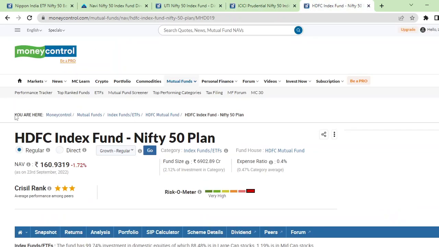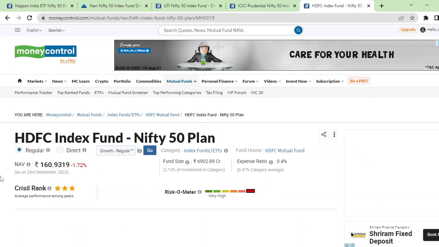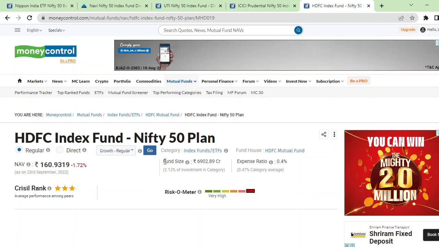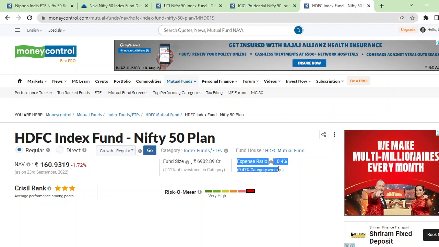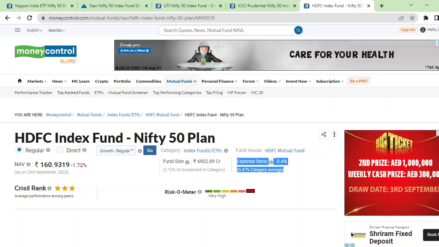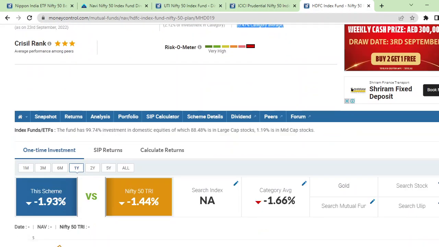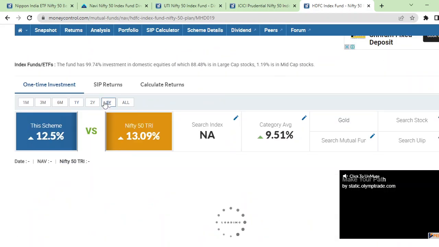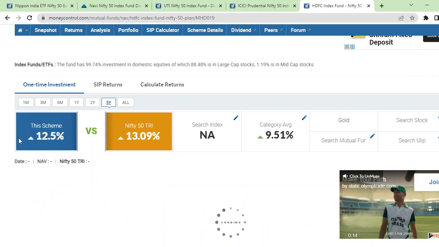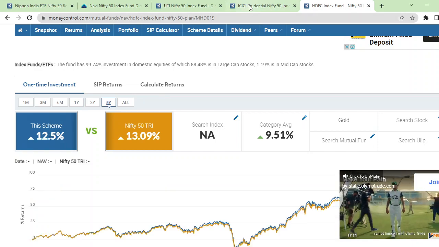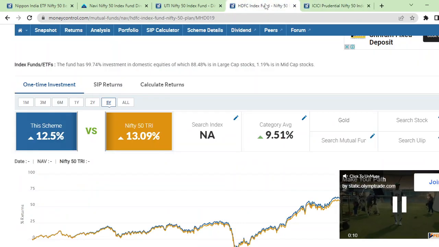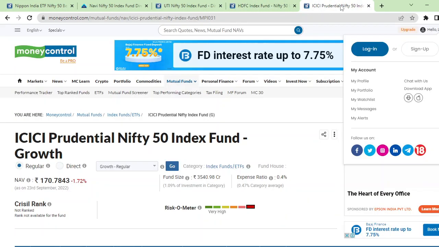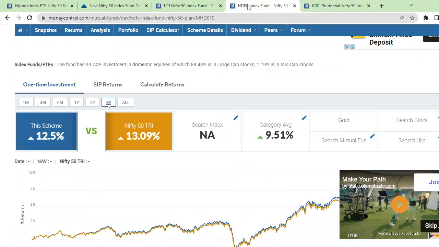In the same manner, if I go to the HDFC Index Fund Nifty 50 Plan, the fund size is 6,902 crores. Expense ratio is 0.4%, which is similar to ICICI Prudential, but the tracking error is better than ICICI. So I'll change my mind here. HDFC should come first and ICICI's index fund should come last.